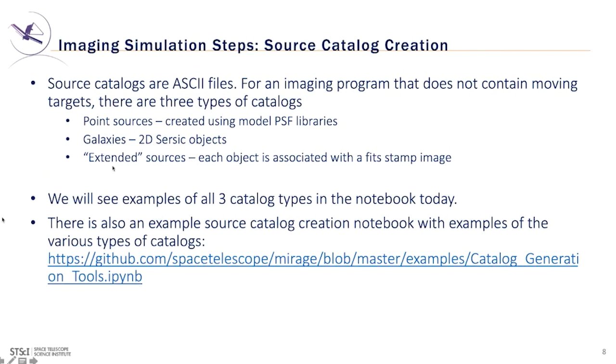And in this case with Mirage, extended is a catch-all, where if you have some object that's more complex than a point source or a 2D source profile, if you have a little FITS stamp image of that source, you can feed it in using this extended source catalog, and Mirage will read that in and place the source where you ask it to.